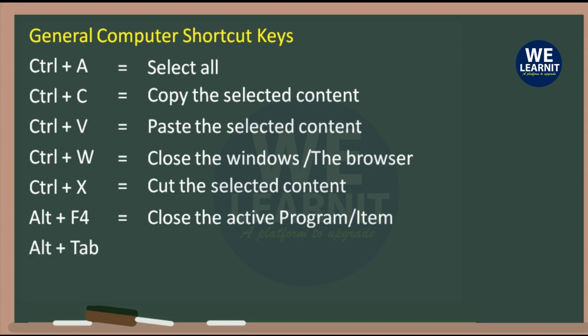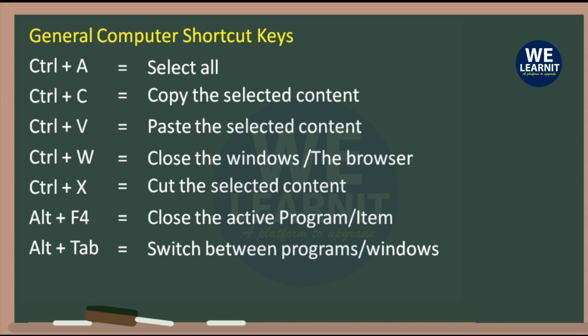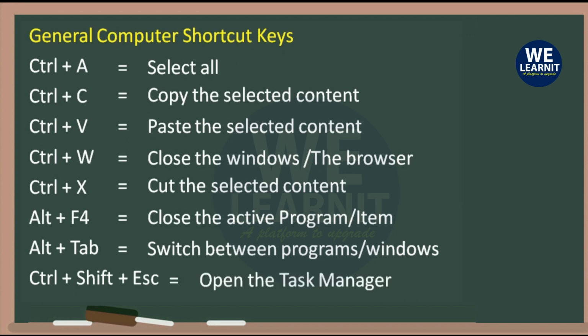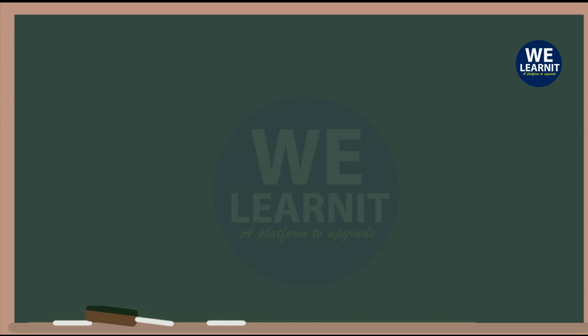Then Alt Tab, so we can use it to switch between the programs or windows. If we are using multiple programs, multiple software at a time, by using Alt Tab together, we can switch between them. We can jump to another program by using Alt Tab. And then Control Shift Escape. This is used to open the task manager.